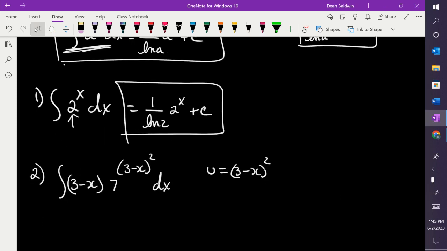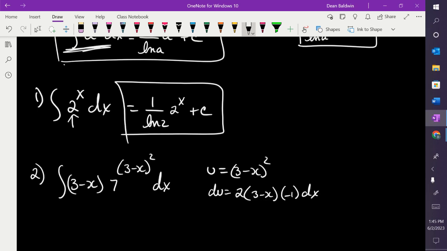So du is equal to, what's du equal to? Negative 2? Oh, I see. Yeah, okay. So 2, drop the 2 down. 3 minus x to the power of 1 times the inside derivative, which is negative 1. And then there's a dx there.